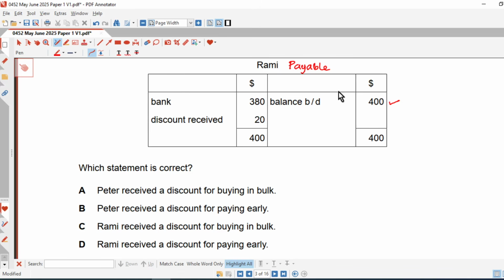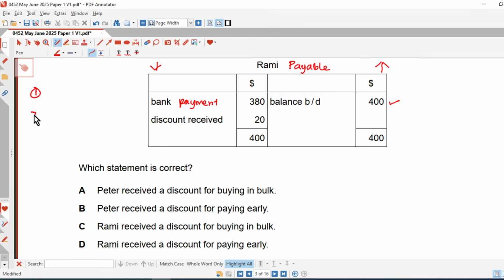So you have bank 380 on the debit side. So this here reduces the liability. So the bank would reflect a payment to Rami. And the discount received is the discount that we receive for paying his account early. All right. So let's hope you remember this.